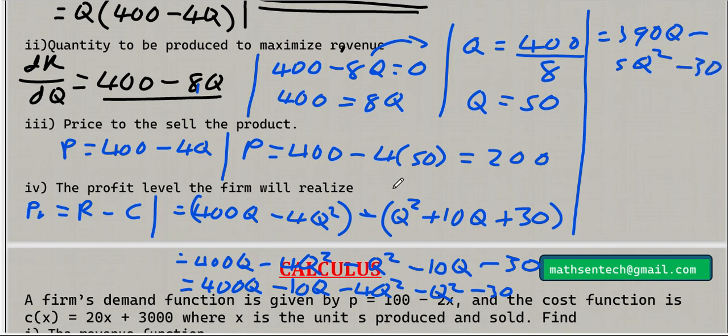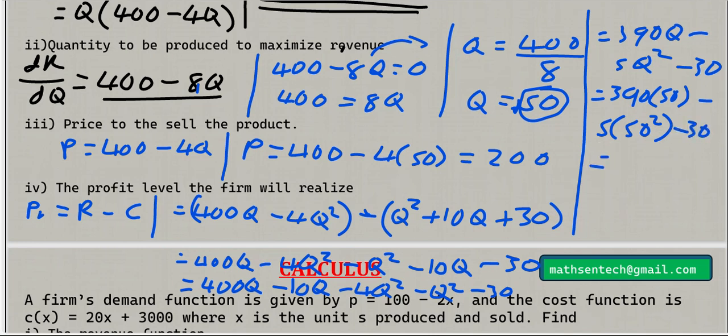So that will be the profit function. Now after getting that, you just need to substitute your q with 50. Remember you got 50 here, so you just need to substitute your q with this 50 you actually got here. Now you're going to have 390 times 50 minus 550 squared minus 30.